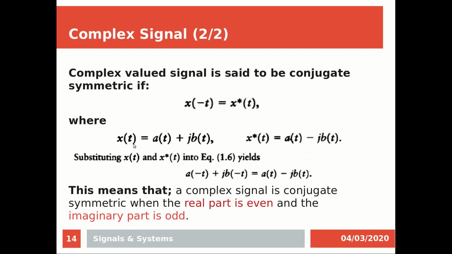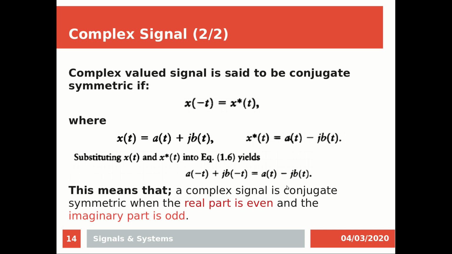So this is our function and this is the conjugate function. If I replace each t in this signal with minus t, and I get exactly this one, then I will call it conjugate symmetric. So substituting both x of t and x of minus t here, I will have this summation. So a of minus t, where I replace each t with minus t, is supposed to give me a of t minus j b of t.